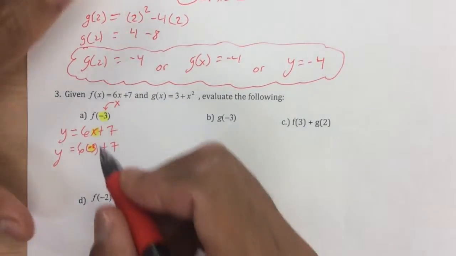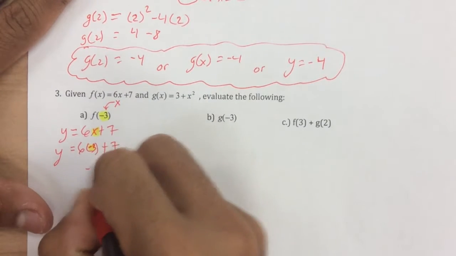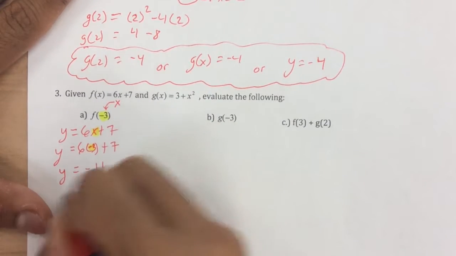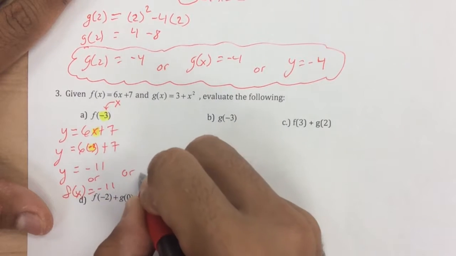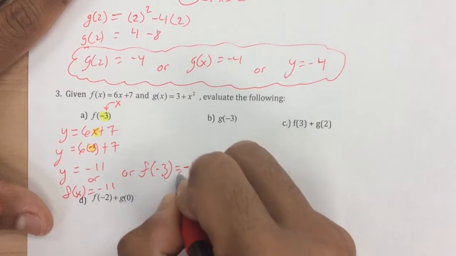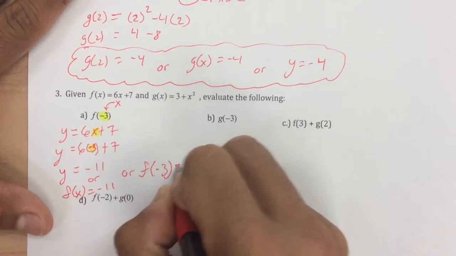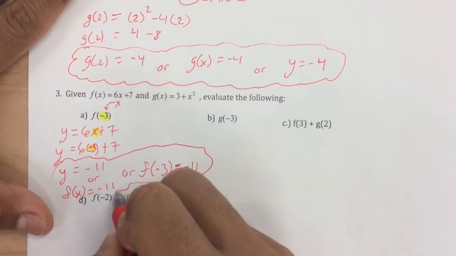So that means 6 times negative 3 plus 7 gives me negative 11. Or you can just say f of x equals negative 11. Or you can say f of negative 3 equals negative 11. Okay? So those 3 are valid answers.